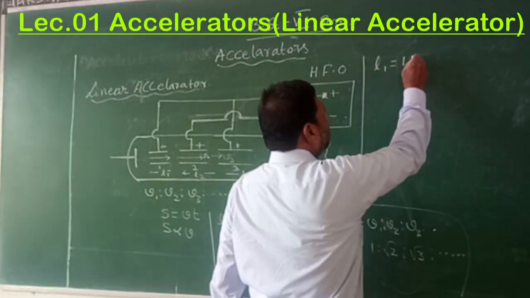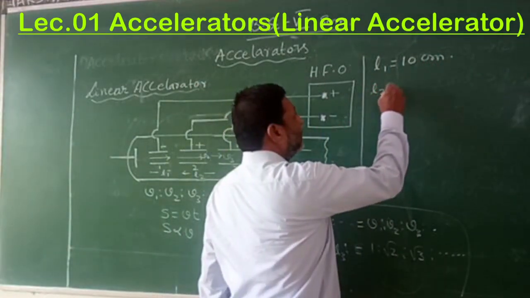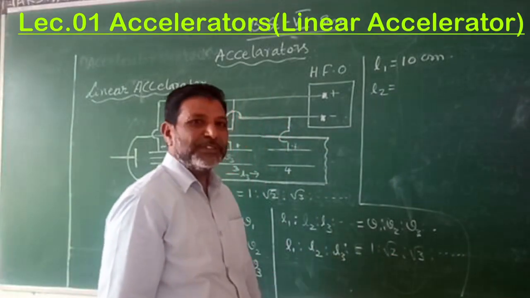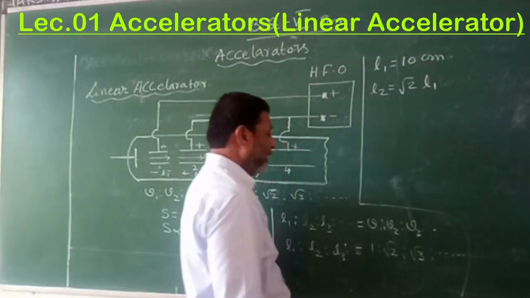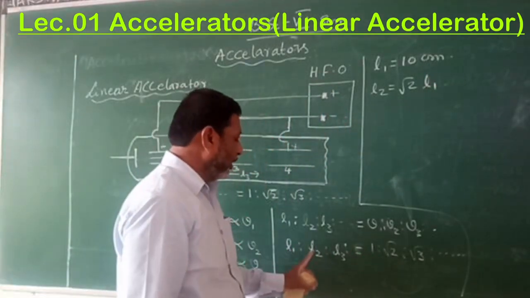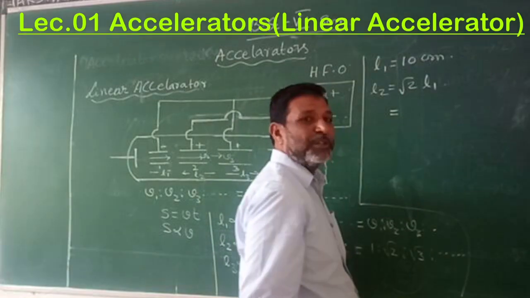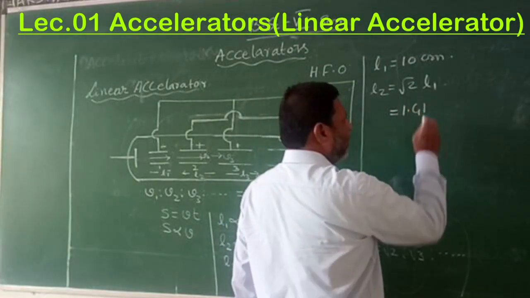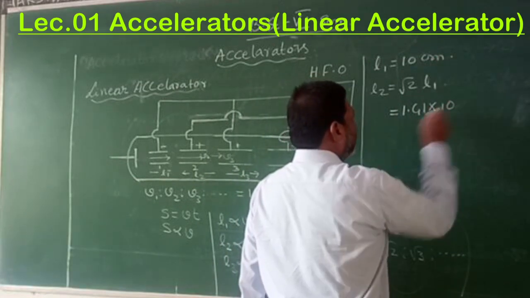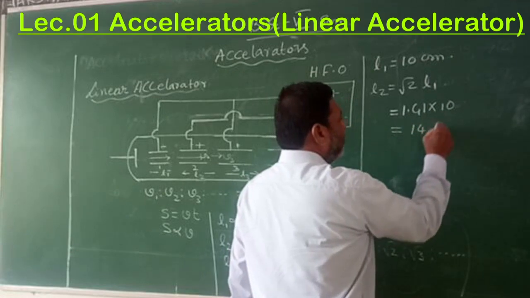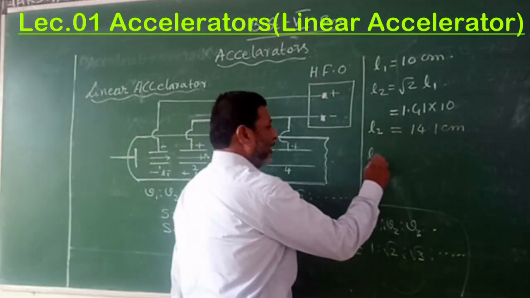Let us consider L1 is equal to 10 centimeters. Then what should be the length of L2? L2 is equal to root 2 times L1, because L1 is 1 and L2 is root 2 times. The value of root 2 is 1.41. So 1.41 into L1, which is 10 centimeters, that is equal to 14.1 centimeters. That is L2.